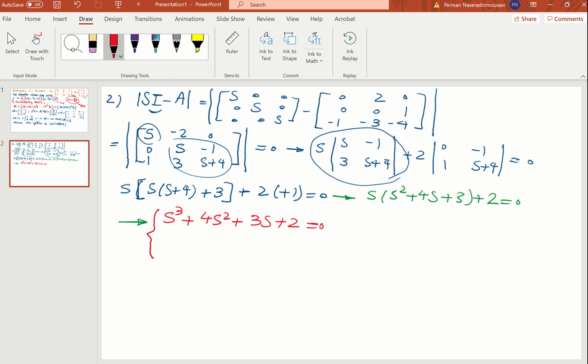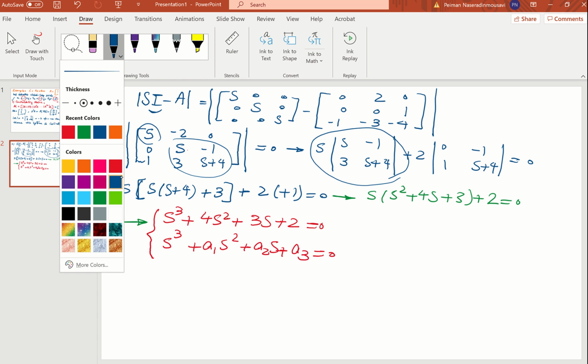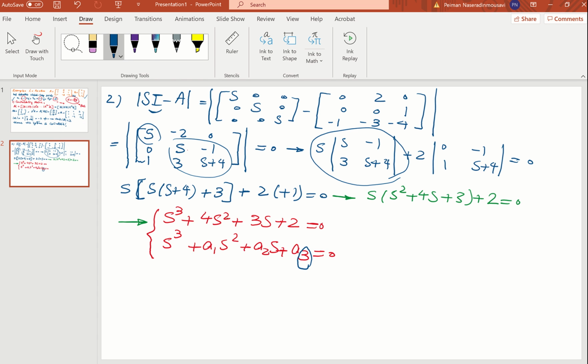And you have to compare with the general thing that I told you. It's going to be S3 plus A1 S square plus A2 S plus A3 is 0. Because remember, this system is a third order system, so you're going to have S3 here. Understand? So comparing this, you get A1 is 4, A2 is 3, and A3 is 2. So we're going to use that in the gain matrix. Clear? Remember from the previous class?